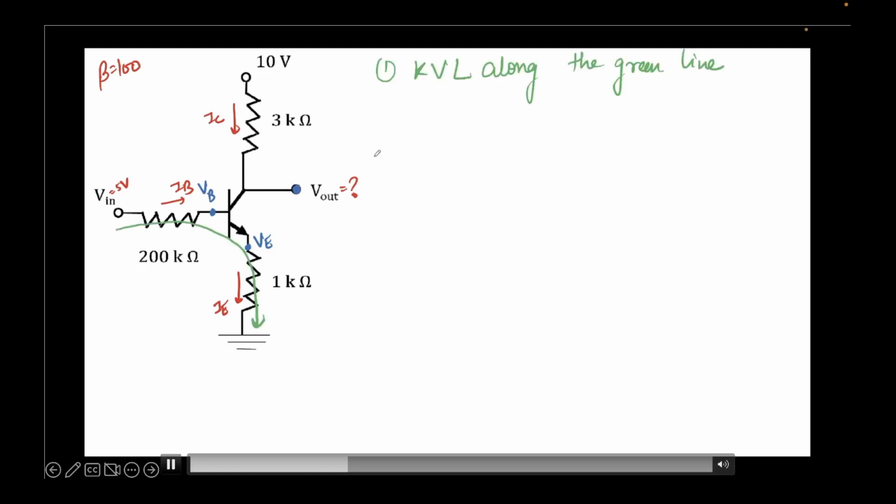Now I am going to apply KVL across the green line. Follow me carefully. Why did I choose the green line? Because I know what the VBE drop is here, so I can simply apply it here.